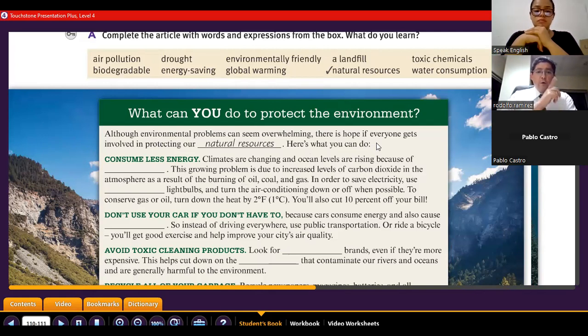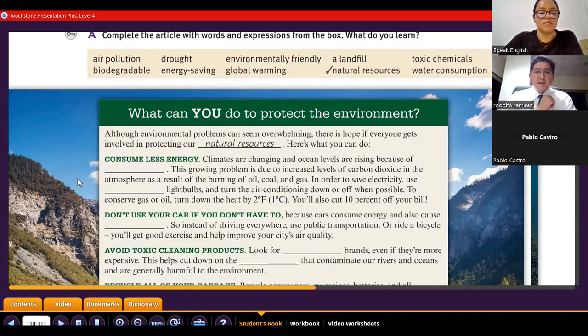What can you do to protect the environment? Although environmental problems can seem overwhelming, there is hope if everyone gets involved in protecting our natural resources. Here's what you can do. Okay. So we are going to have a list of recommendations, right? Basically, that's what the article is about. Okay. Continue, Rodolfo.